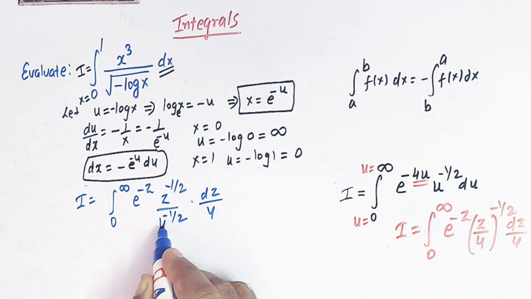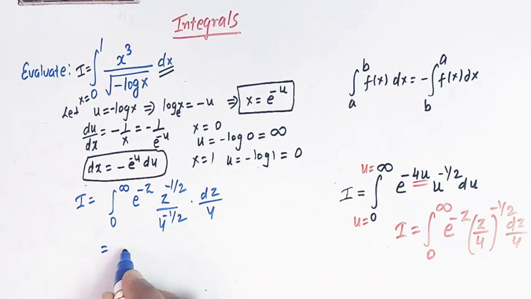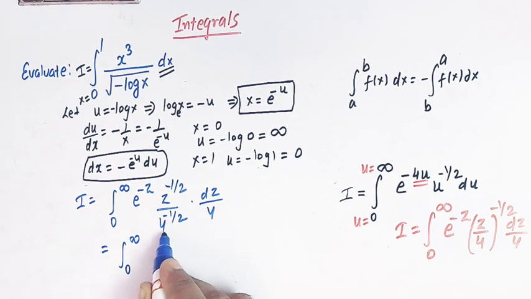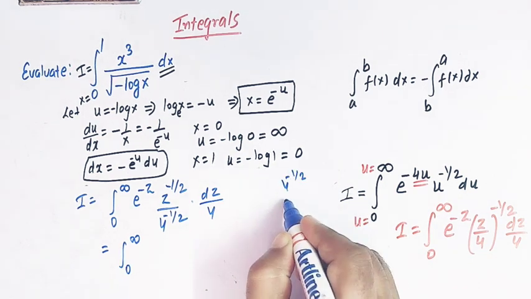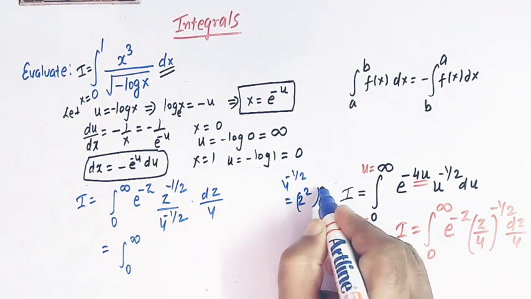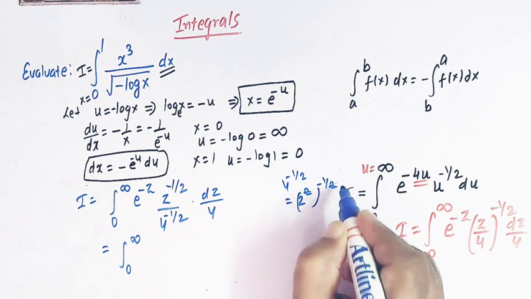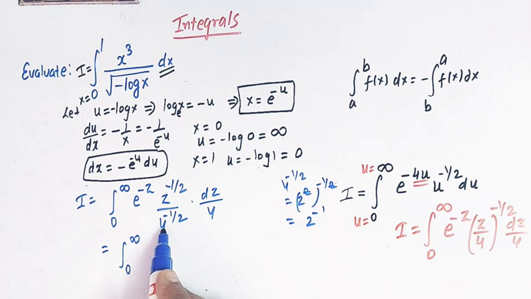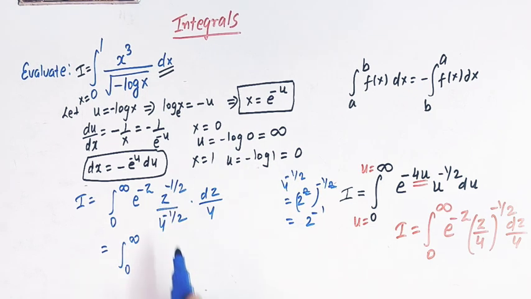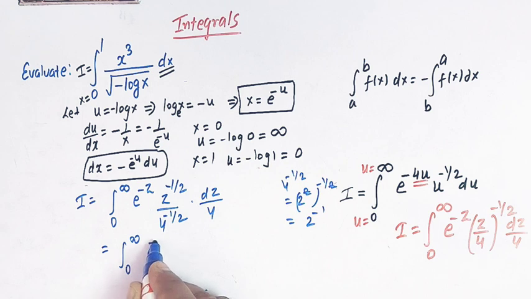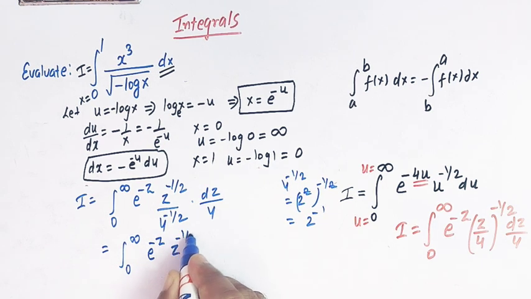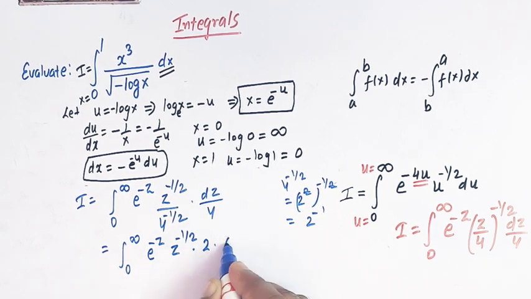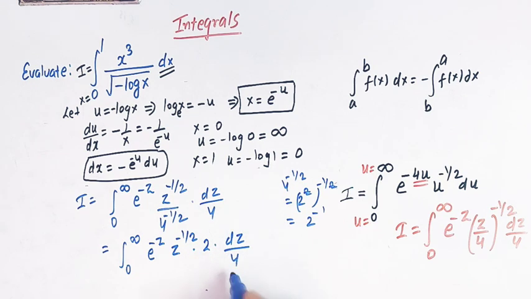Now see, 4 raised to minus half can be written as 2 squared raised to minus half. So 2 and 2 get cancelled. So we have 2 raised to minus 1, and we can take 2 raised to minus 1 to the numerator. So we have e raised to minus z, z raised to minus half. Here we have 2, then we have dz over 4, right? So 2, and we can cancel this 4 by this 2.